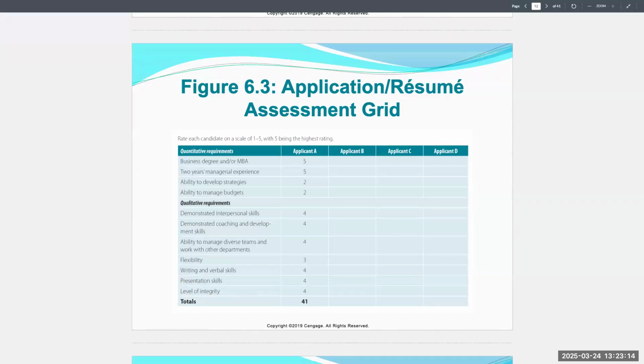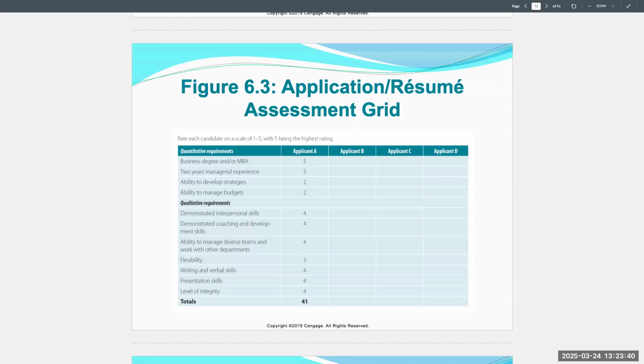This grid is a practical example of how organizations can objectively evaluate resumes and applications. By using a standardized scoring system, typically 1 to 5, a hiring team can assess both the quantitative requirements, such as hard skills and credentials, and qualitative attributes, soft skills and behaviors, in a structured way. This makes the selection process more defensible and replicable.